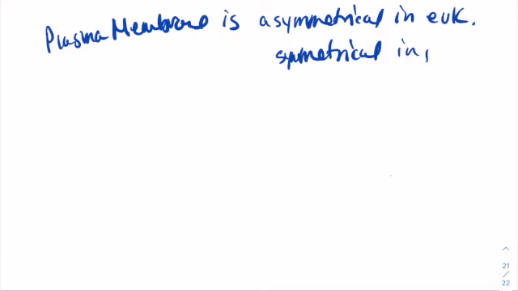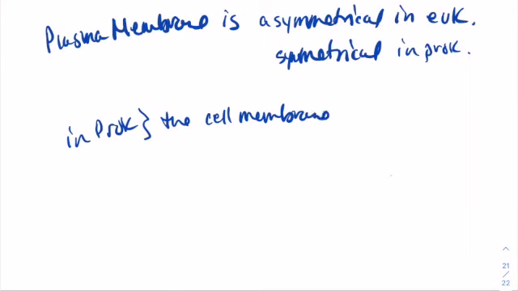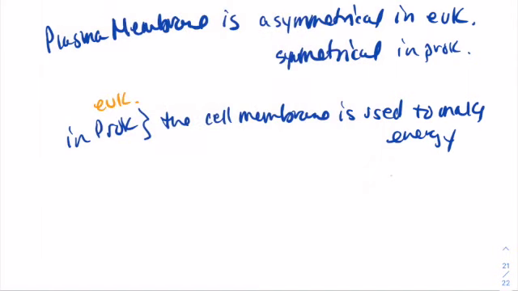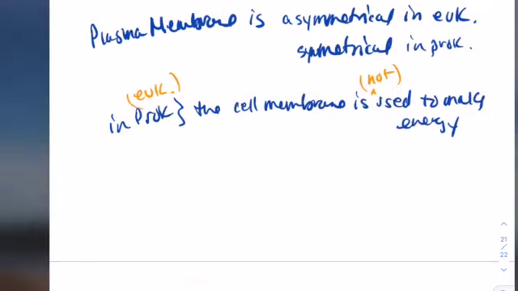It's symmetrical in prokaryotes. And also, in prokaryotes, the cell membrane is used to make energy. Not the case in eukaryotes. In eukaryotes, the cell membrane is not used to make energy. So some big differences there.